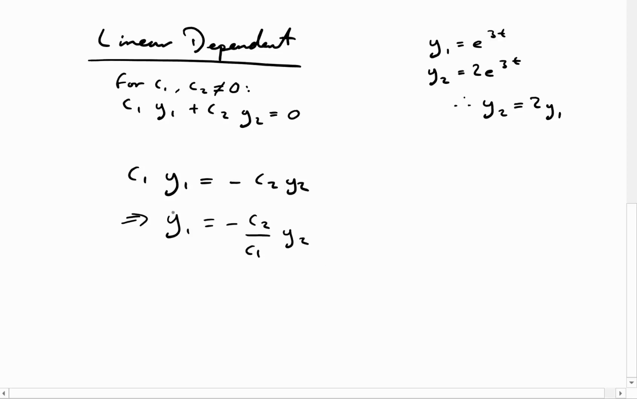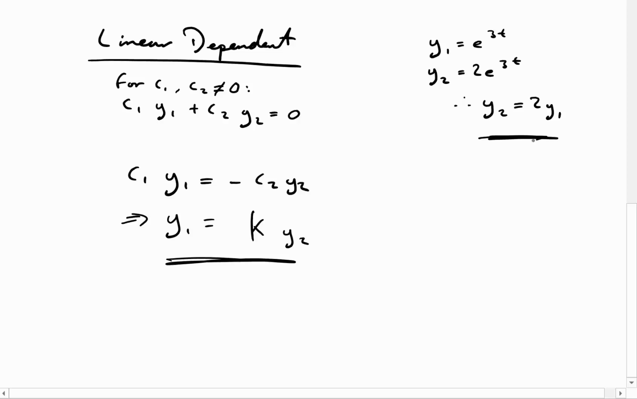So y1 is just some multiple of y2. This is just going to be some number, right? Because it's C2 over C1, they're numbers, so that's going to be a fraction, just another number. Then take the negative of it, that's still another number. So if I just rewrite that as C3, say, it's just another constant, or even just K. In other words, one is a multiple of the other. That's exactly the same as what I've got there.